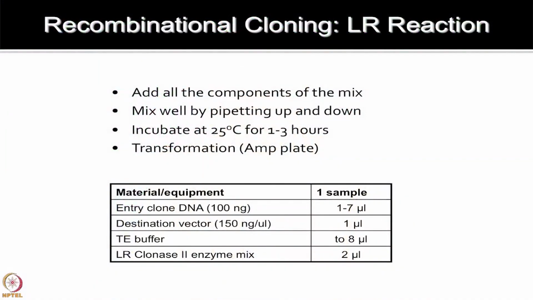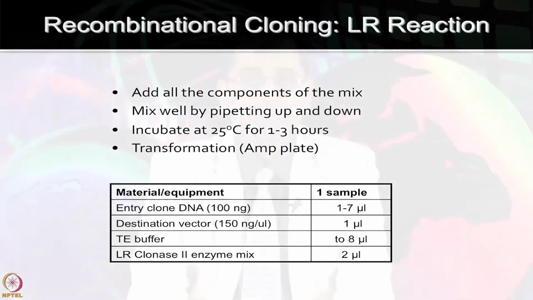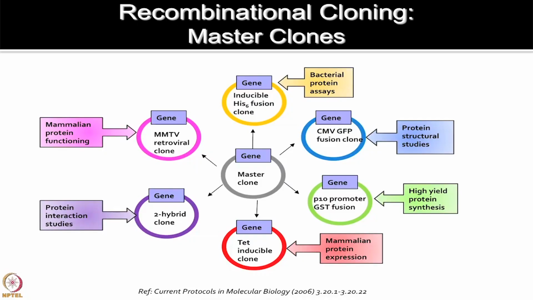Again, this reaction is also very simple, and as you can see on the slide, you are taking the entry clone DNA, destination vector, the TE buffer and LR clonase enzyme, mixing them together, incubating at 25 degrees, and then performing transformation and selecting the colonies on the ampicillin plate. So, now if your lab has access to the master clones, or you can purchase these master clones or obtain them from various repositories, you can transfer these genes of interest to any other vector backbone.